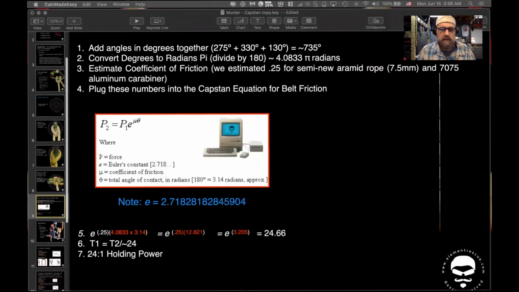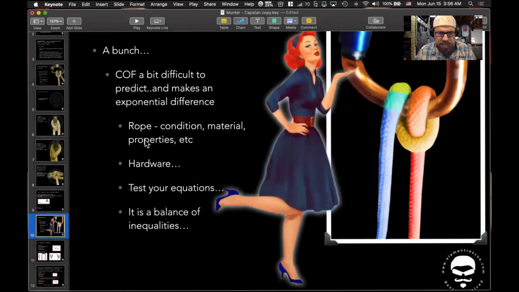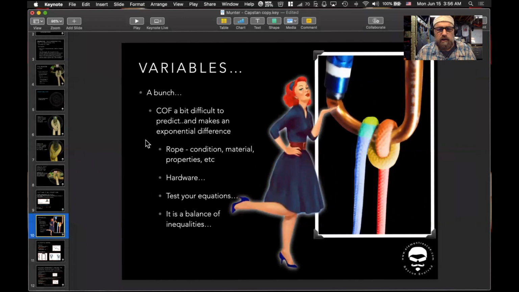So let's take a look and dig into this just a little bit more. The variables that exist in here are quite a few. A coefficient of friction is a bit difficult to predict, but makes an exponential difference. So what I would end up saying is we can kind of back into these numbers if you're trying to figure that out at work or anything like that, by taking even just a rough luggage scale and putting a rope grab on, seeing how much force it is with your weight, weighing yourself accurately on that same scale, and you'll start to be able to back in what that rough estimation is of your coefficient of friction. But I can tell you that 0.25 is a great spot to start off with.